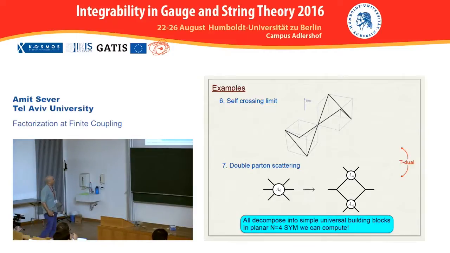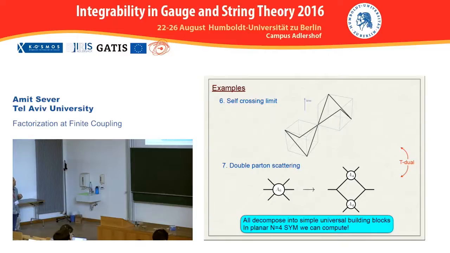So these two pictures again are T-dual to each other. And what you will see is that all these cases are decomposed from some simple universal building blocks. And what's special about planar N=4 super Yang-Mills, which I'll focus on, as opposed to other theories, is that we can compute them explicitly, determine all the constants, and give all-loop, finite coupling predictions for all of these limits.